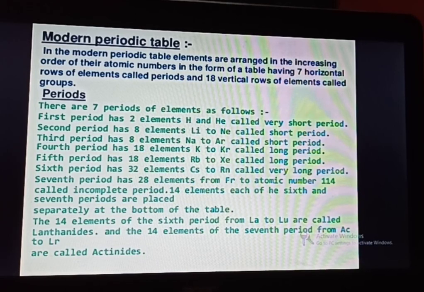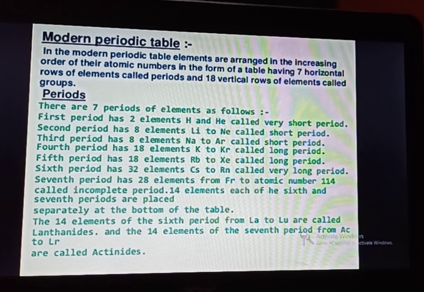Hello everyone. So today we will discuss the modern periodic table. In 1913, Henry Moseley showed that the atomic number of an element is a more fundamental property than its atomic mass. So in the modern periodic table, elements are arranged in increasing order of atomic numbers in the form of a table having 7 horizontal rows called periods and 18 vertical rows called groups.